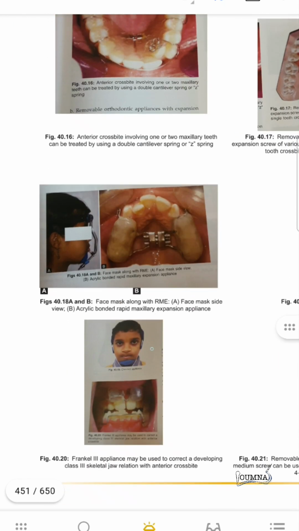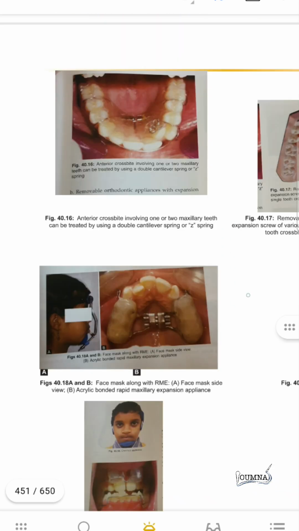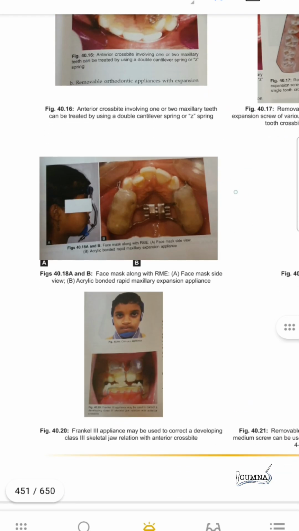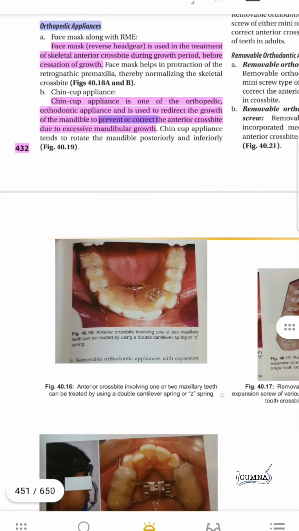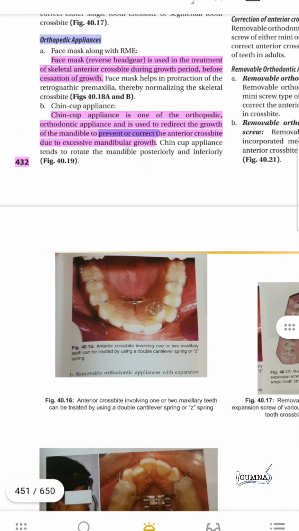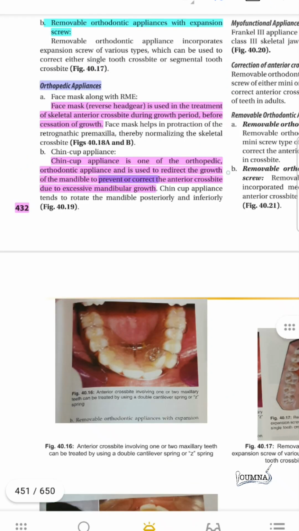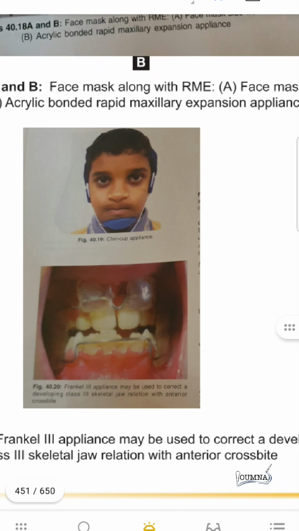The chin cup can be used also to decrease the excessive mandibular growth. Therefore, it can prevent or correct the anterior crossbite that is caused by the excessive mandibular growth, which means we are talking about the class 3 malocclusion. The Frankel appliance can be used also to correct the developing class 3 skeletal jaw relationship with the anterior crossbite.